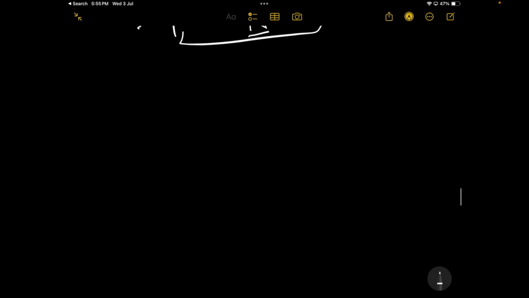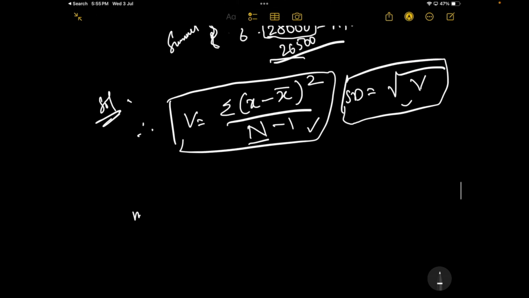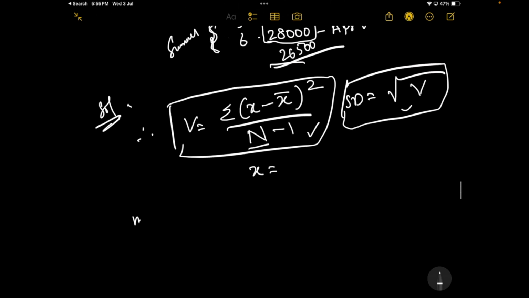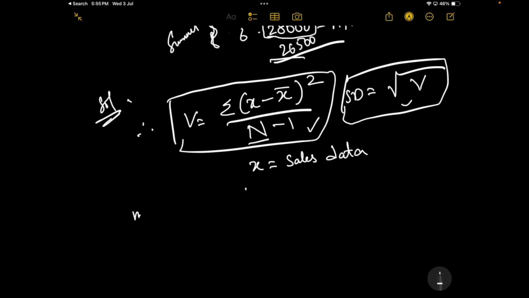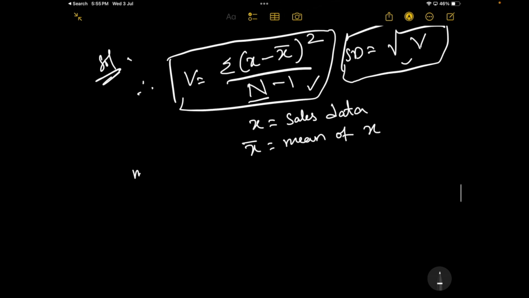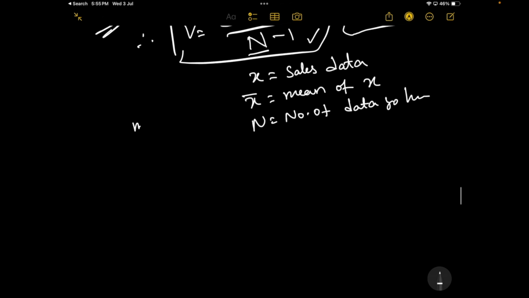First we need to take out the mean. Let me give a breakup. x is basically sales, the sales data. That means this money, 7,000, 10,000, all of these come under x. And x bar is equal to the mean of x, and n is the number of data points you have. Now the formula is looking easy. Now we are taking out the mean.